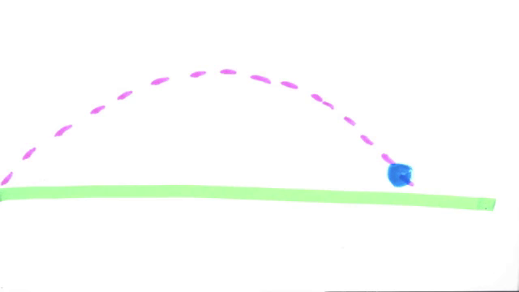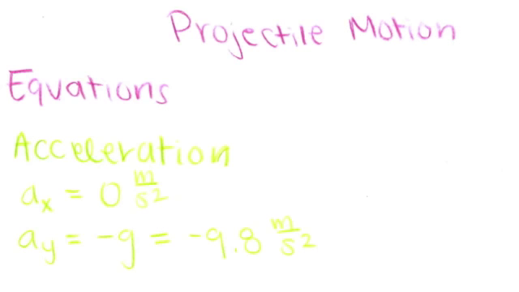A projectile is any body that is given an initial velocity and then follows a path determined entirely by the effects of gravitational acceleration and air resistance. The trajectory, which is pink, is the path taken by the projectile. There are some basic concepts that apply to all projectile motion problems.